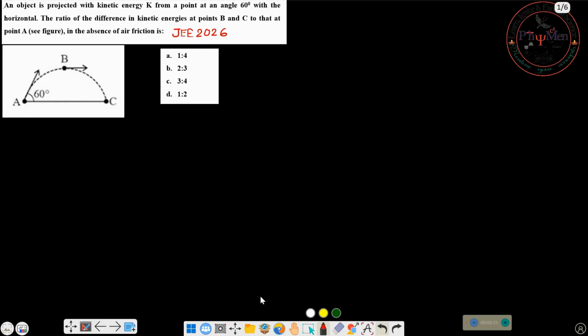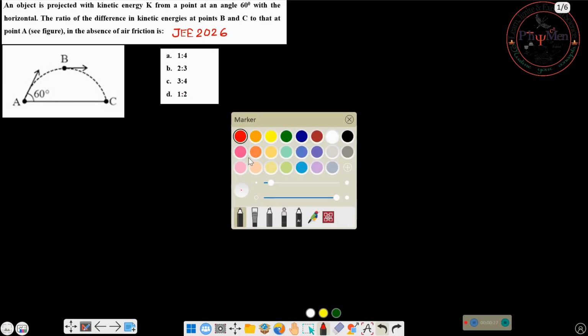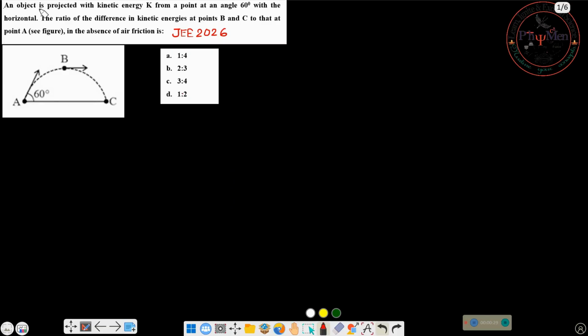The question is, an object is projected with a kinetic energy K from a point at an angle 60 degree with the horizontal. The ratio of the difference in kinetic energies at points B and C to that at point A, in the absence of air friction, is.